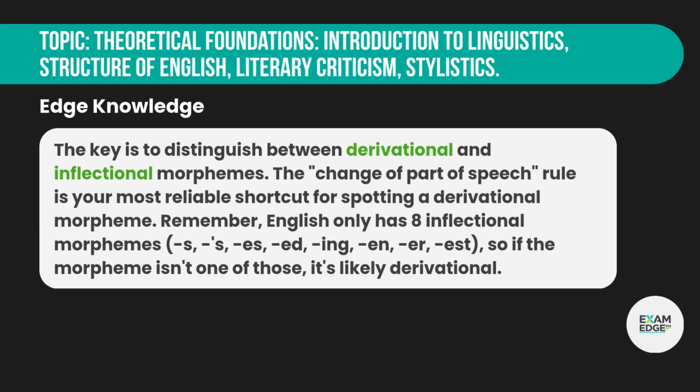Edge knowledge. The key is to distinguish between derivational and inflectional morphemes. The change of part of speech rule is your most reliable shortcut for spotting a derivational morpheme. Remember, English only has 8 inflectional morphemes: s, apostrophe s, es, ed, ing, en, er, est. So if the morpheme isn't one of those, it's likely derivational.